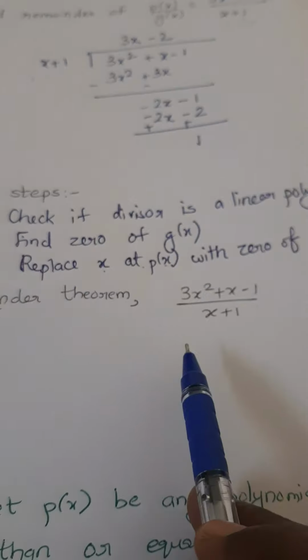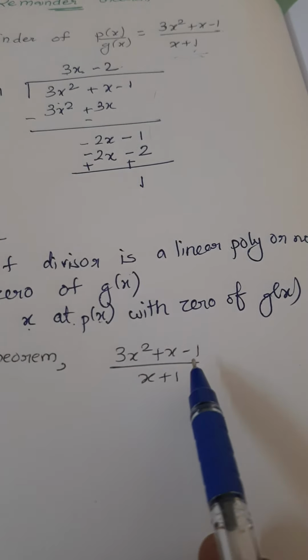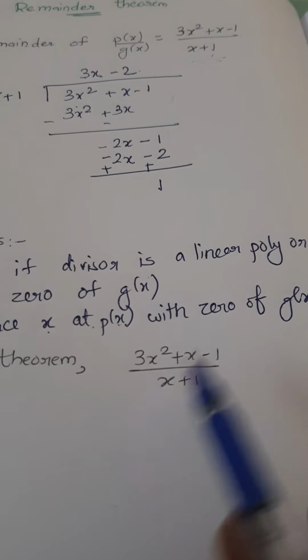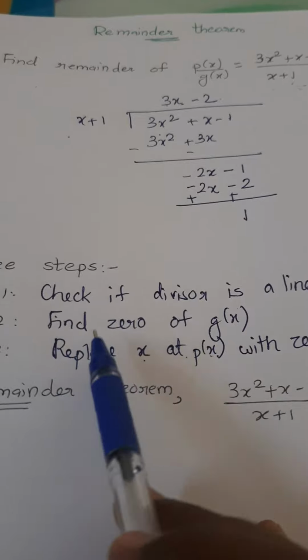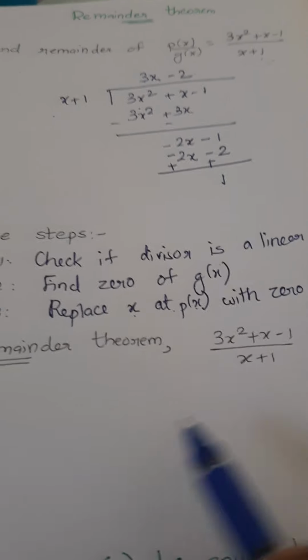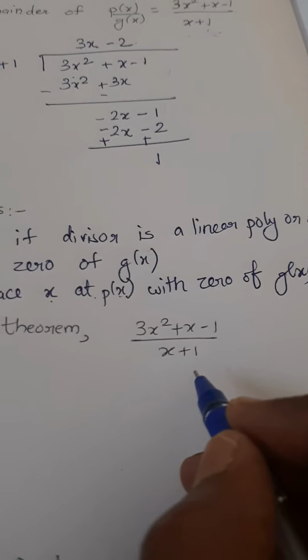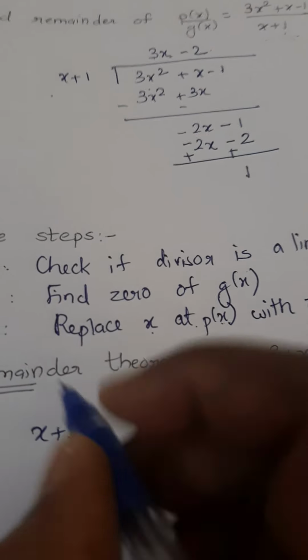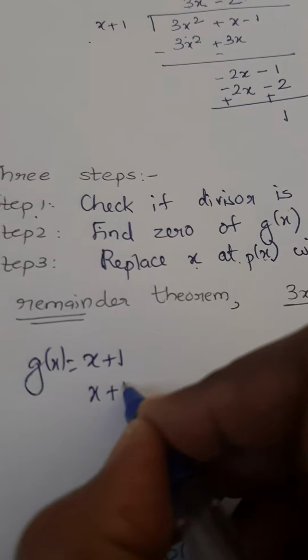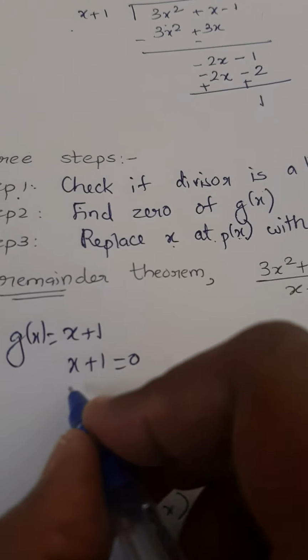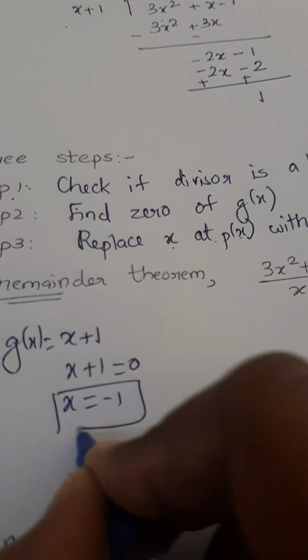Let us verify this with the same example. So 3x square plus x minus 1 upon x plus 1. The divisor is a linear polynomial, so the first step is checked. Now the second step is to find the 0 of the divisor. So how will you find the 0 of the divisor? g of x equal to x plus 1. You will equate it with 0. So the 0 of this divisor will be minus 1.